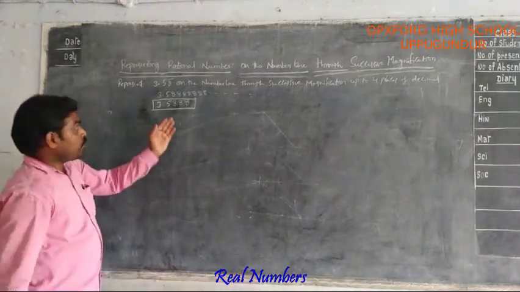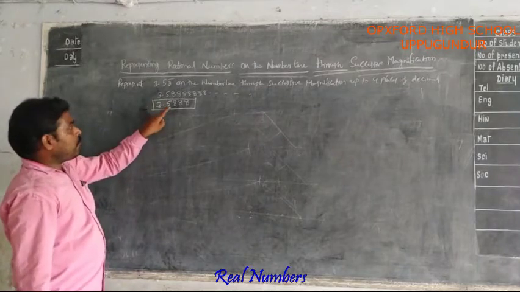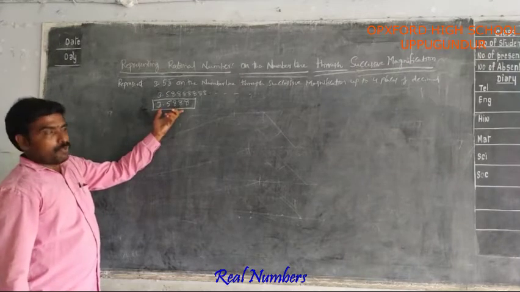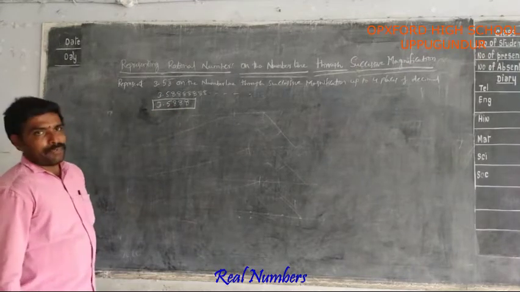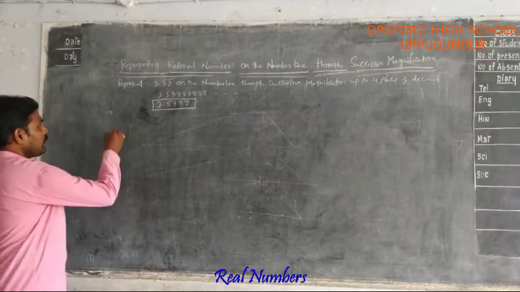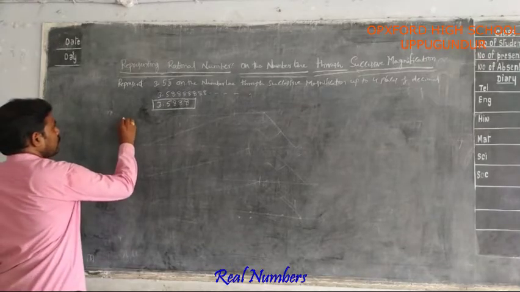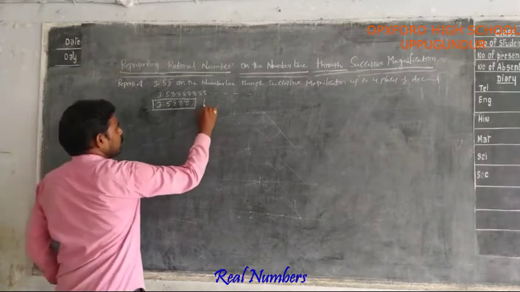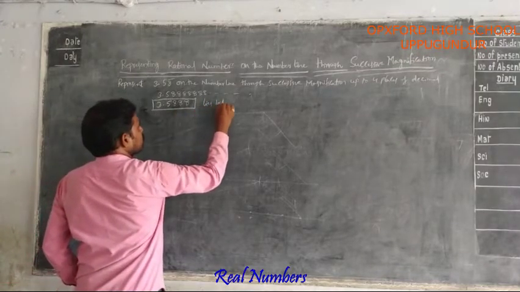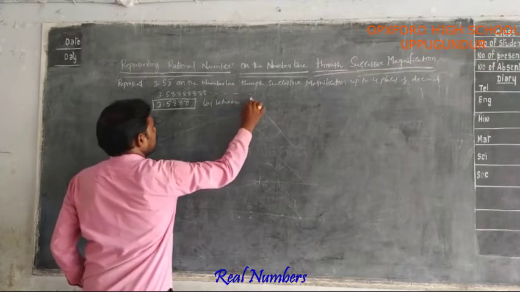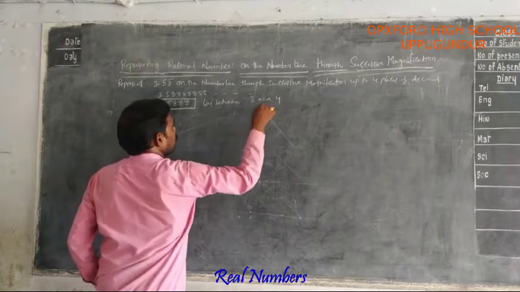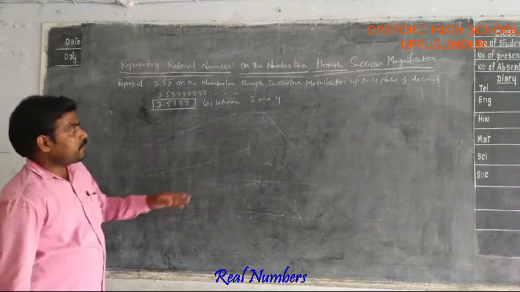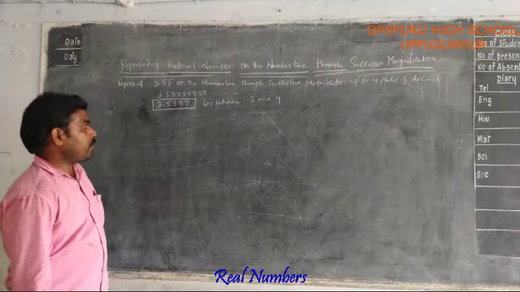So that's why, up to 4 places, this number becomes 3.5888. We have to represent this number now up to 4 places. Here 3.5888 means this number lies between which integers? This 3.5888 lies between 3 and 4. Now you have to divide the interval between 3 and 4 on the number line into 10 equal parts.